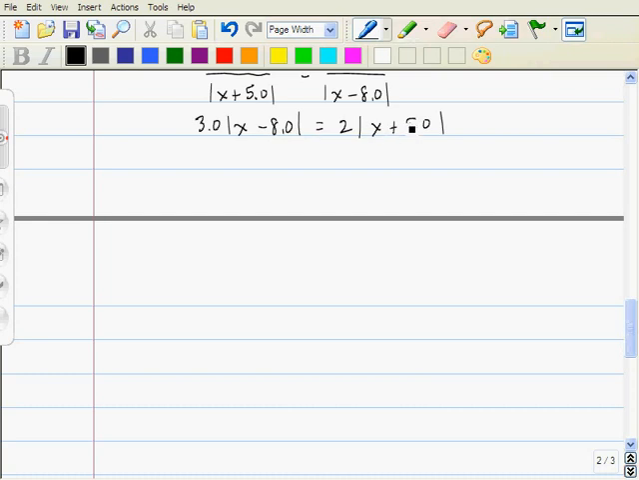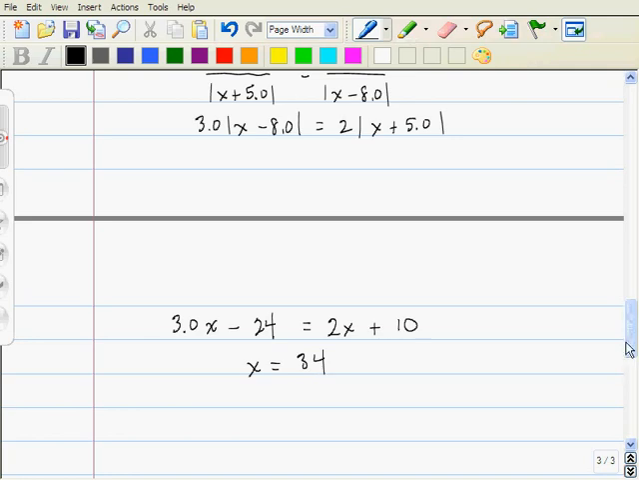It has to be true that 3x, I'll multiply the left side out, minus 24 is equal to, now let's take the case first where this side is positive, so this becomes 2x plus 10. This is easy enough to solve. I get x is equal to 34. It looks like that is the solution for one side of the equation.